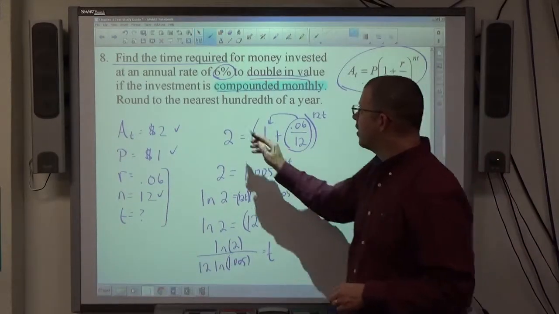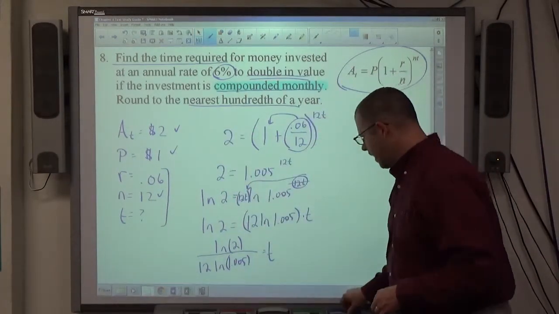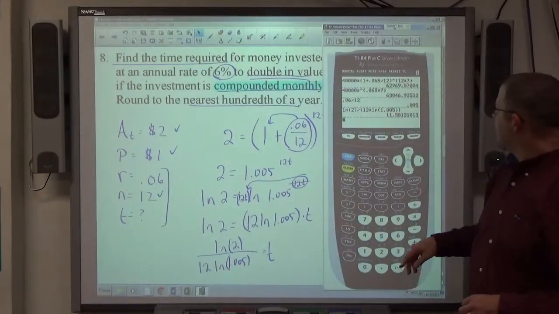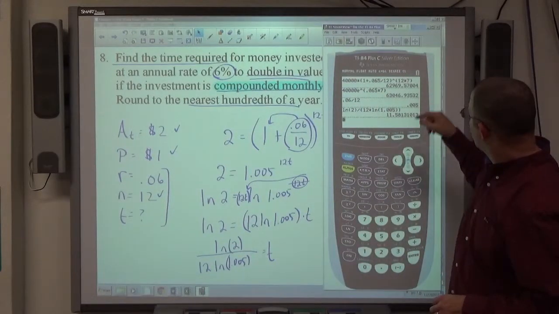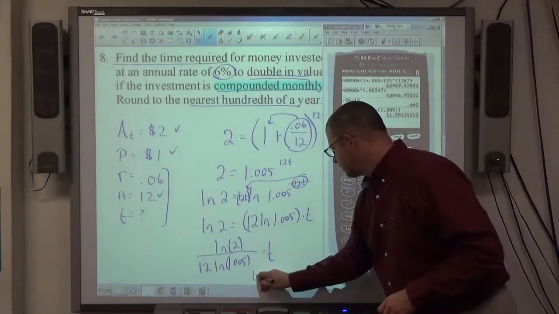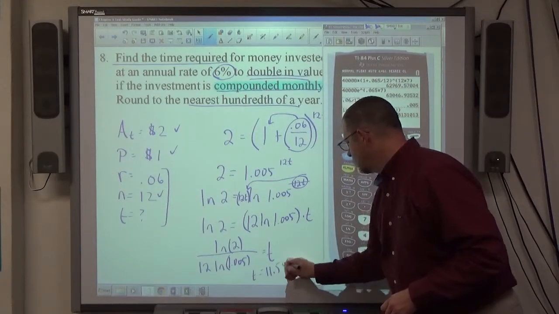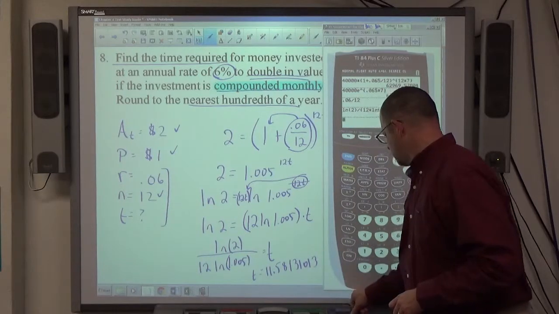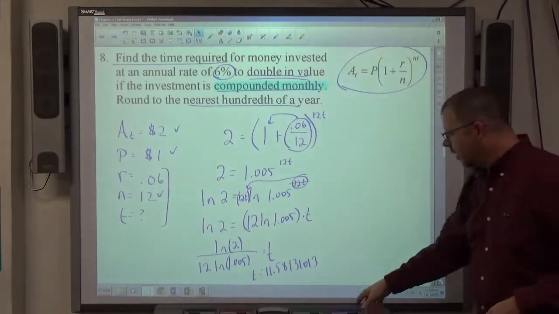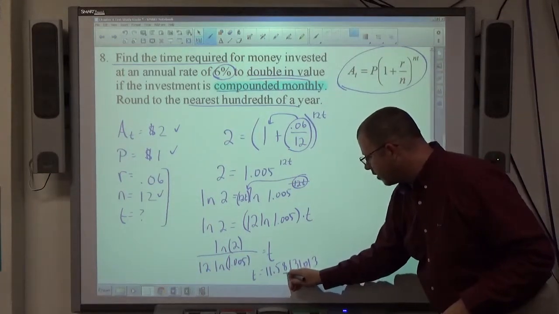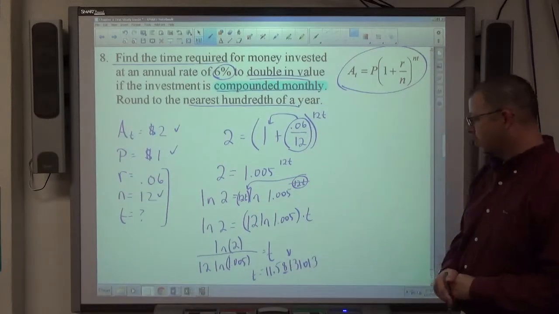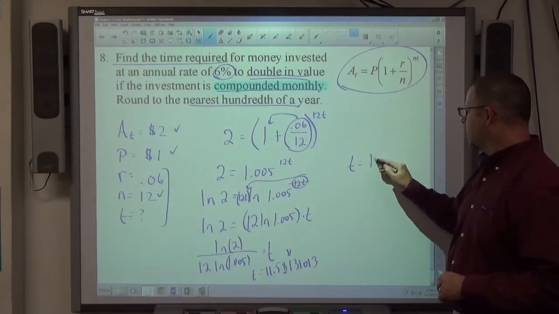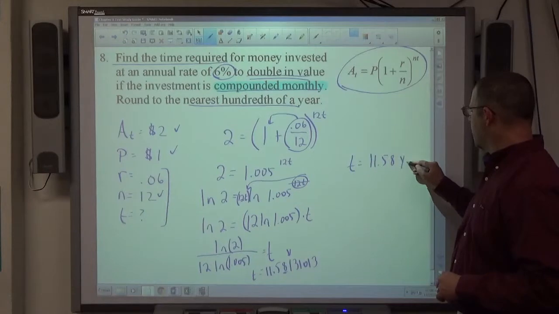So around the nearest hundredth of a year. So again, if I look at the number 11.581311013, alright, that's my number. Nearest hundredth of a year, there's my hundredths place, there's the next number 1, so I would go with 11.58 years for that one.